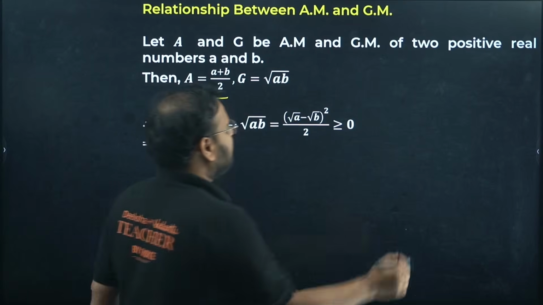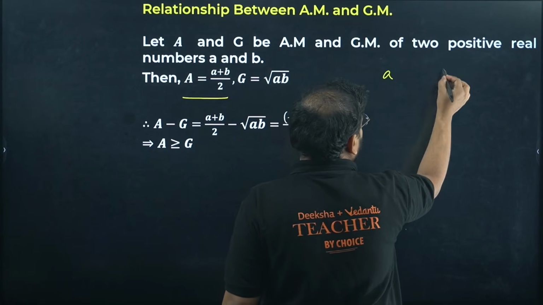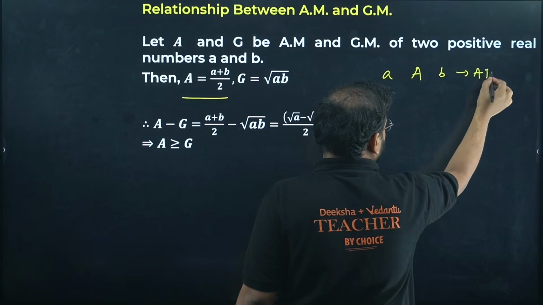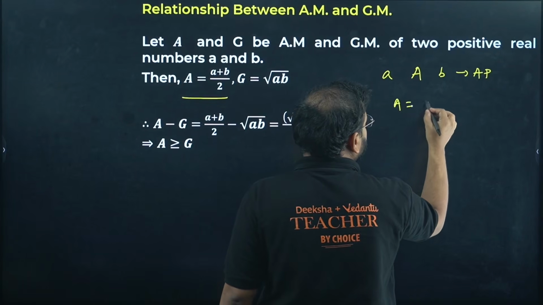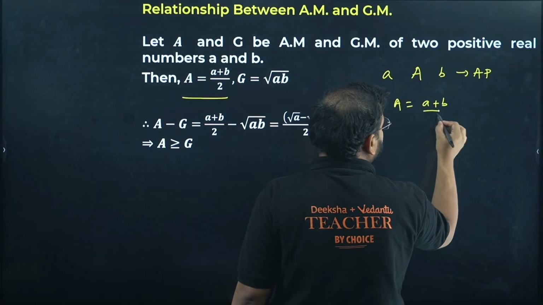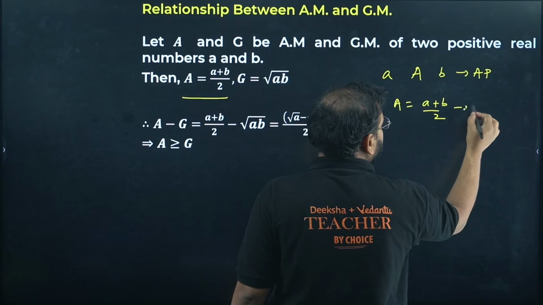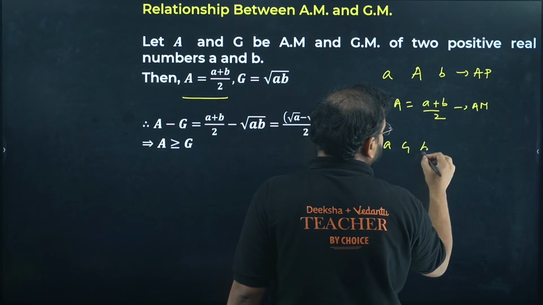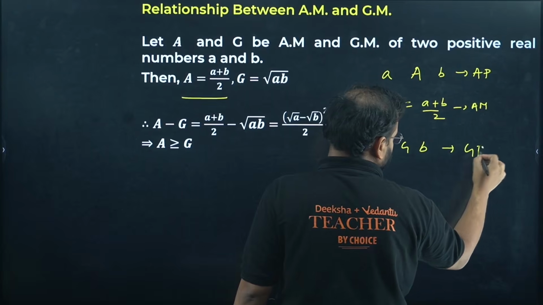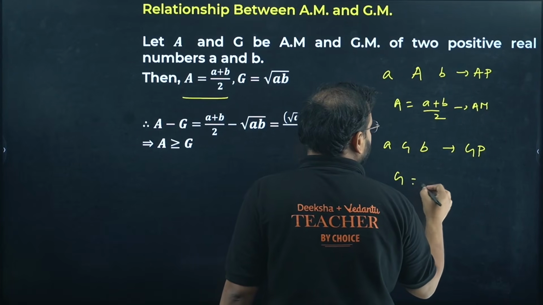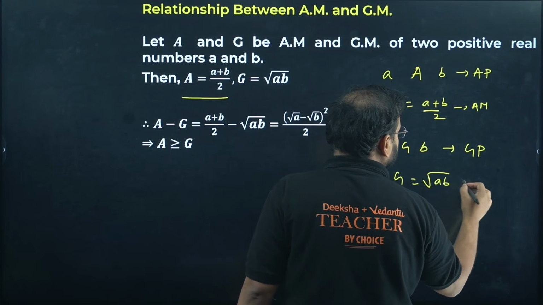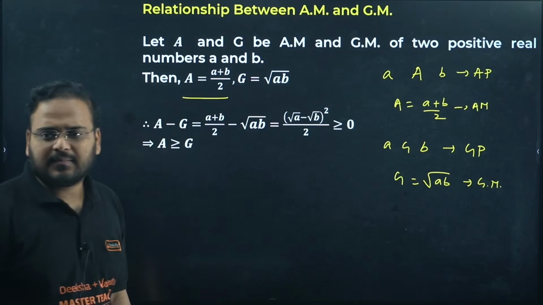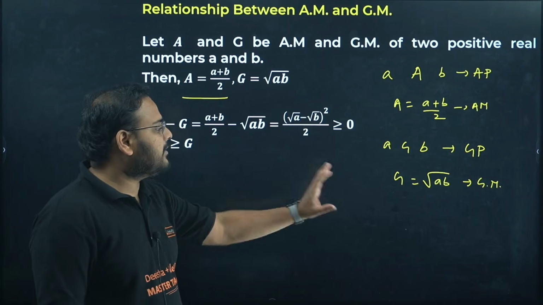You know that, no? If I write here AB, and write here A, this is AP. Then A is given by (A plus B) by 2. That's my arithmetic mean. Yes or no? And if you write here A, G, B, and this is my geometric progression, then G is given by root of AB, and this is called the geometric mean. You all agree with me? Okay, so we have arithmetic mean and geometric mean.